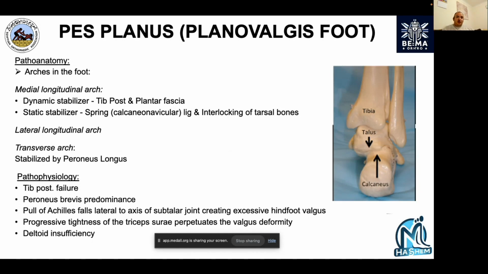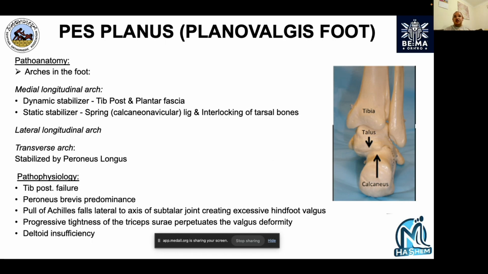Then we speak about a very important point, which is the pathoanatomy and pathophysiology. The pathoanatomy, as we understand from the anatomy, is that the calcaneum is not directly under the tibia, and as you can see here, the subtalar axis is just lateral to the midline of the tibia. Number 2, you have 3 arches. We agreed before that the medial arch, where the keystone bone is the navicular, is maintained in place because of static and dynamic stabilizers. The dynamic stabilizers are the tibialis posterior and the plantar fascia, and the static stabilizers are the spring ligament and the interlocking between tarsal bones.